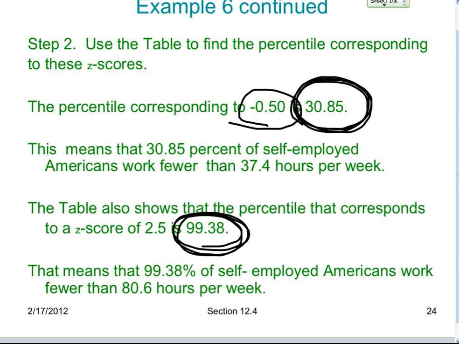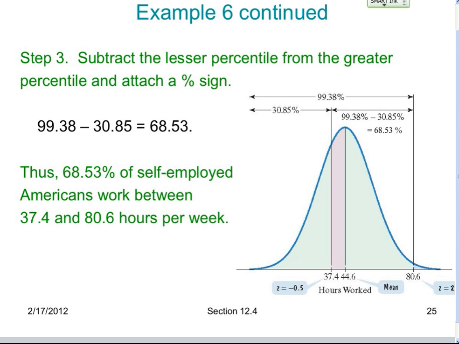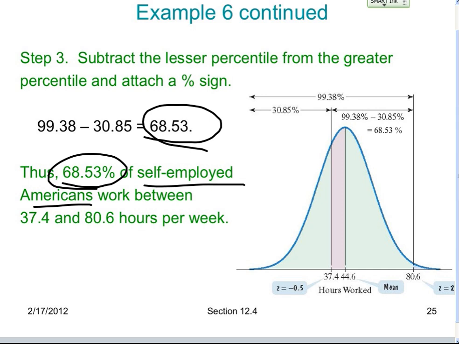Now, to find the percent between, we take the larger percent, subtract the smaller percent. So 99.38 subtract the 30.85. And we get 68.53. So 68.53% of self-employed Americans work between 37.4 and 80.6 hours per week.